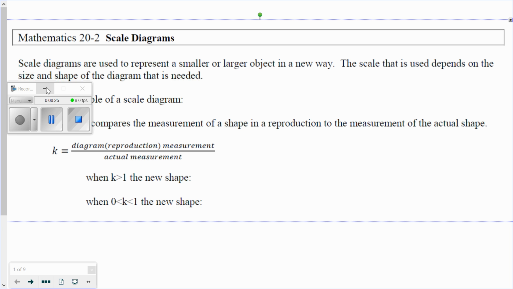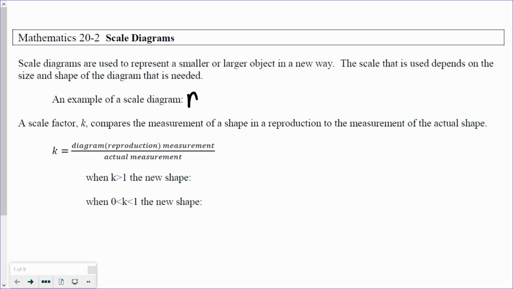So scale diagrams are used to represent a smaller or larger object in a new way. The scale that is used depends on the size and shape of the diagram that's needed. Some examples of scale diagrams, probably the most obvious one that you would think about is a map, right? You can look at the map of the world. It is not the same size as the world. So it's a scale diagram in that you're taking something that's really big and you're fitting it onto something that's more manageable. So a map would be a good example.